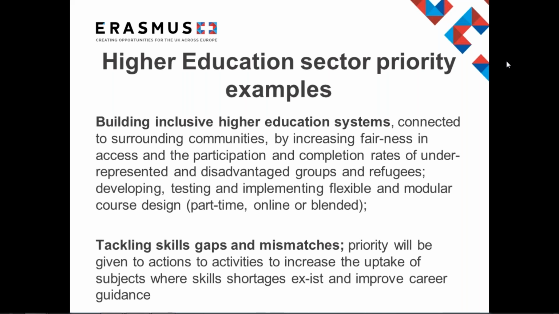Please note that your project must address one sector-specific or horizontal priority. The priorities on screen are only two of the sector-specific priorities for higher education. For more information on these examples and for other specific priorities, please look at page 103 of the 2019 Program Guide.